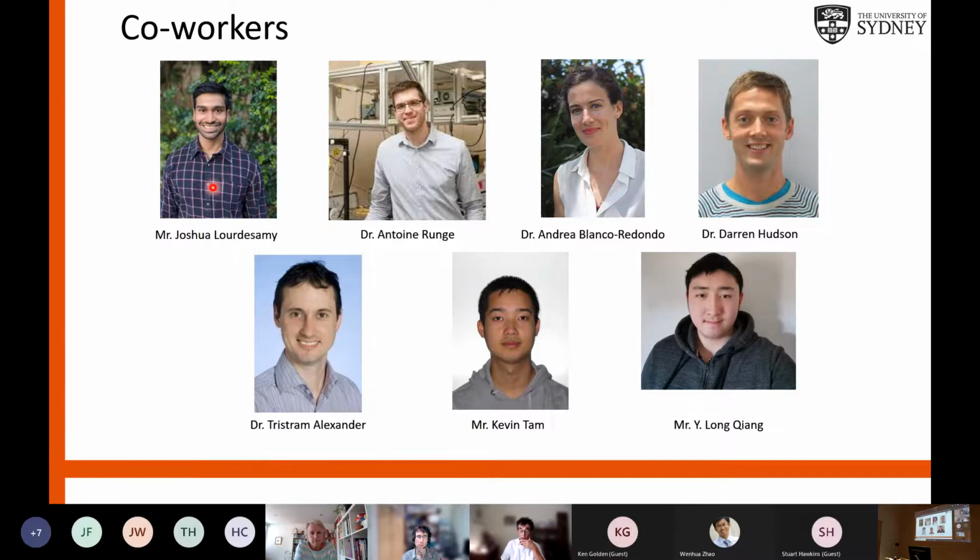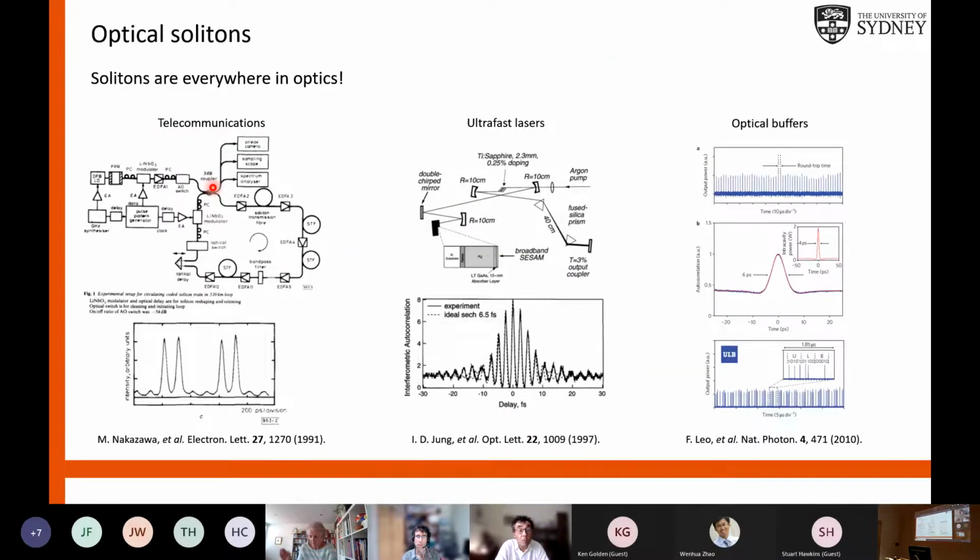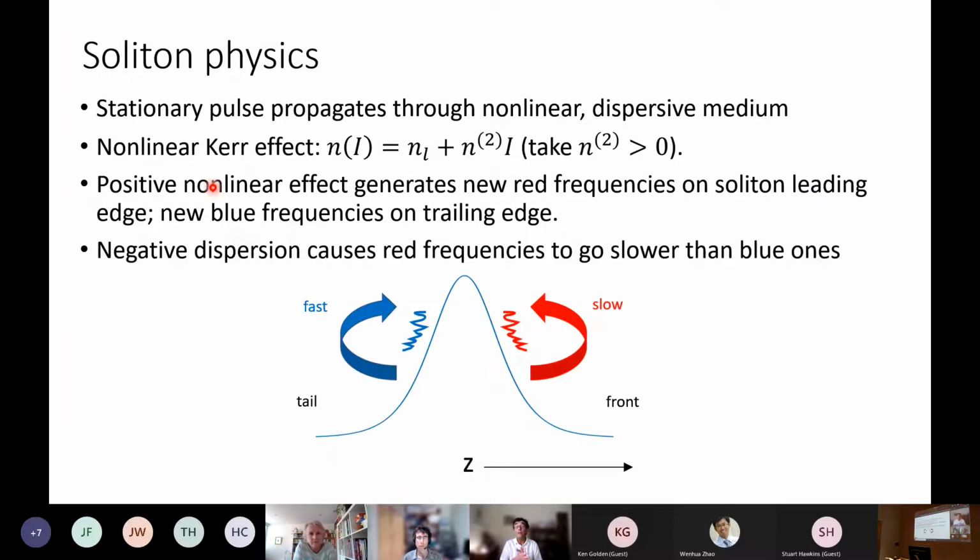All right, now, this is a presentation about solitons, and this slide is merely here to show you that they are quite ubiquitous and occur in a lot of different physical systems. This is by no means exhaustive, but it gives you an idea of applications in telecom and ultra-fast lasers and in optical buffers. But you may well ask, what in fact is a soliton? And let me just take one slide to take you through the elementary theory.